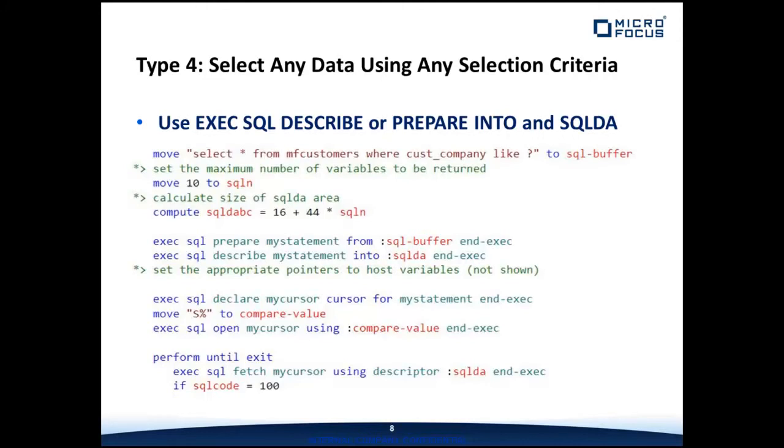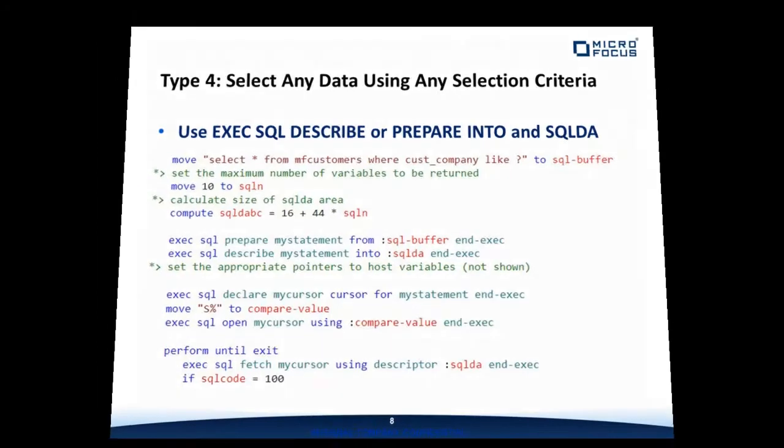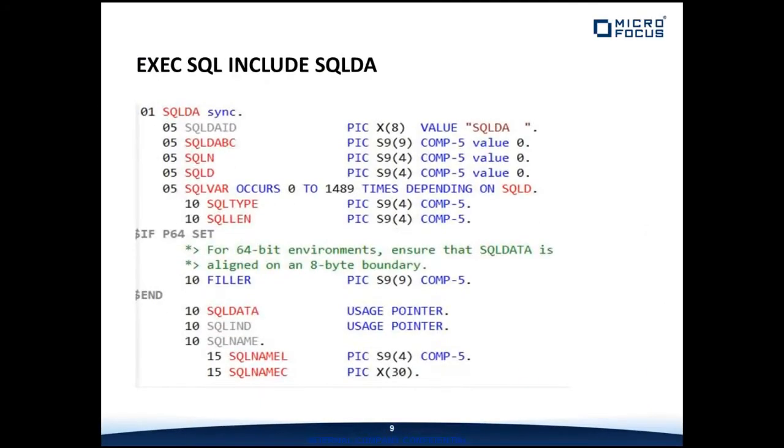The application can then set the pointer fields within the SQL DA structure to reference an appropriate host variable memory area that will be used to store the result data returned from the select statement. When using fetch to retrieve the rows, you would specify the using descriptor phrase and reference the populated SQL DA structure. This is what the SQL DA copy file looks like for OpenESQL.